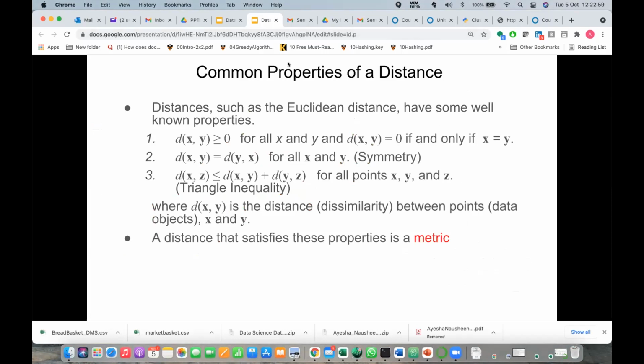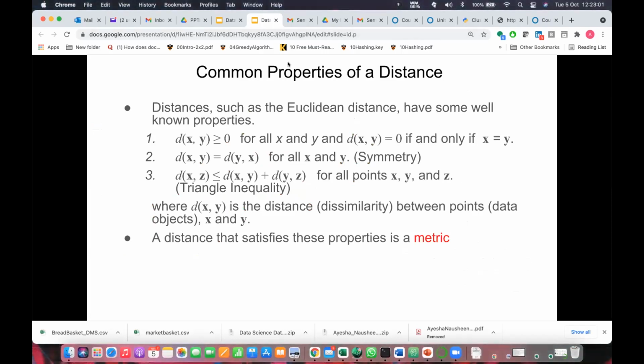Common properties of a distance. You can also define your own distance, but it should follow these properties. Distances such as the Euclidean distance have some well-known properties. d(x,y), the distance between any two points, is always positive or 0. It is 0 only if the points are the same. Then it is symmetric: the distance from x to y and from y to x is the same.